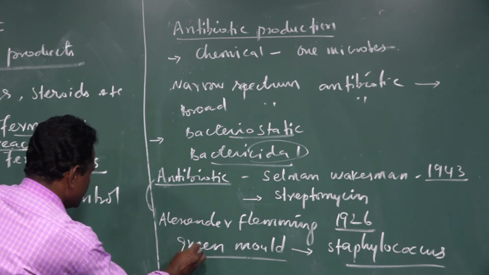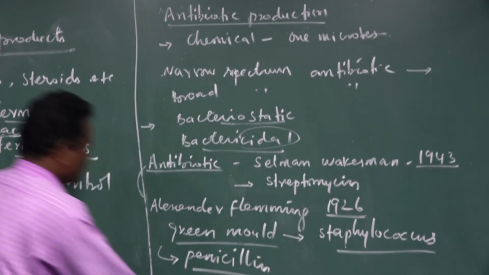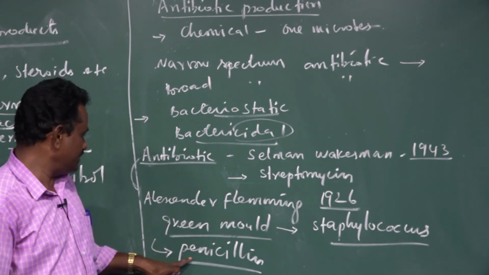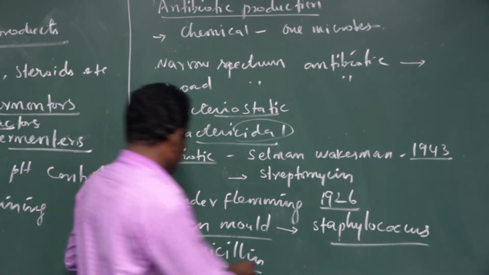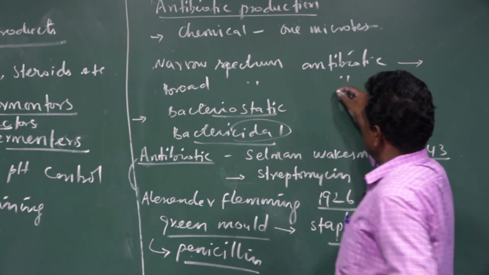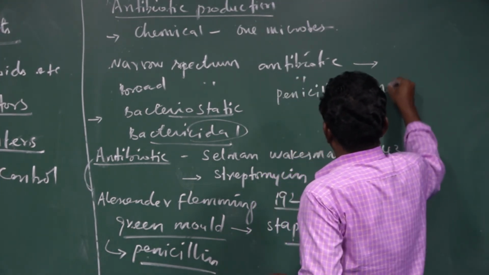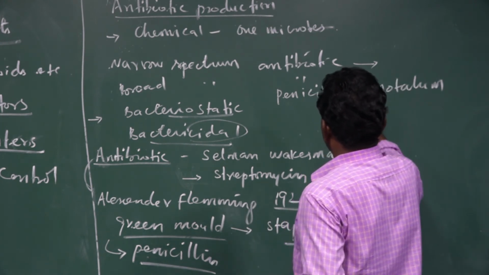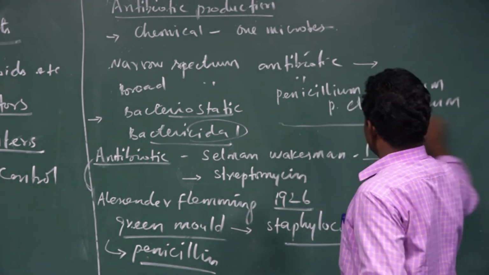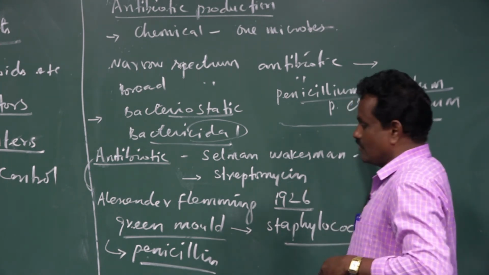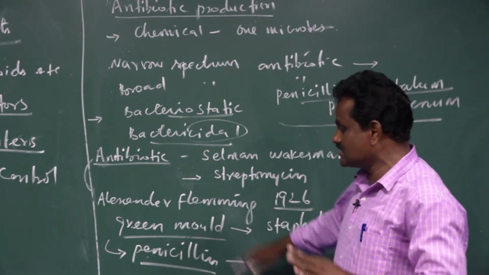Later he found the green mold produced a chemical called penicillin. So the first antibiotic, in the year 1926, discovered by Alexander Fleming, is penicillin. Later, penicillin was extracted from two different types of fungus. One is called Penicillium notatum. Another one is called Penicillium chrysogenum. These two fungi are now widely used for the preparation of penicillin. Penicillin is a bactericidal antibiotic because it kills the bacteria.